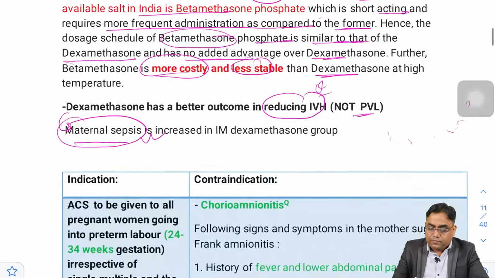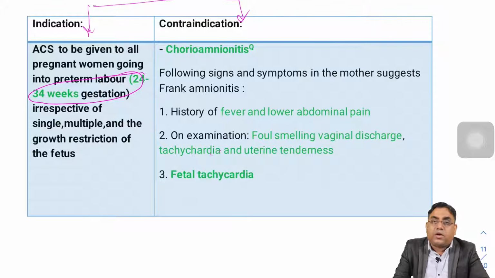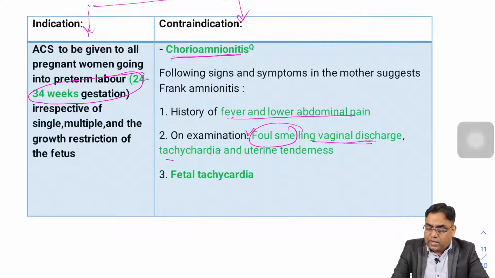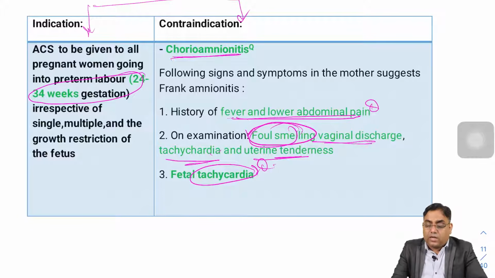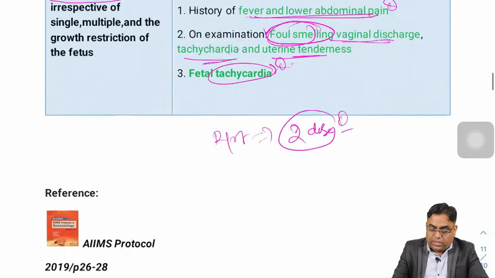Now what are the indication and contraindication of ACS? The indication is that ACS is given to all pregnant women at 24 to 34 weeks gestation. The contraindication is chorioamnionitis. The features of chorioamnionitis are the development of fever and lower abdominal pain. On examination, there will be foul-smelling liquor, foul-smelling vaginal discharge, maternal tachycardia, uterine tenderness, and fetal tachycardia. So fever, fetal tachycardia and foul-smelling vaginal discharge are the contraindication. The repeat dose is given a maximum of 2 doses. So these are the questions asked on ACS, antenatal corticosteroids.